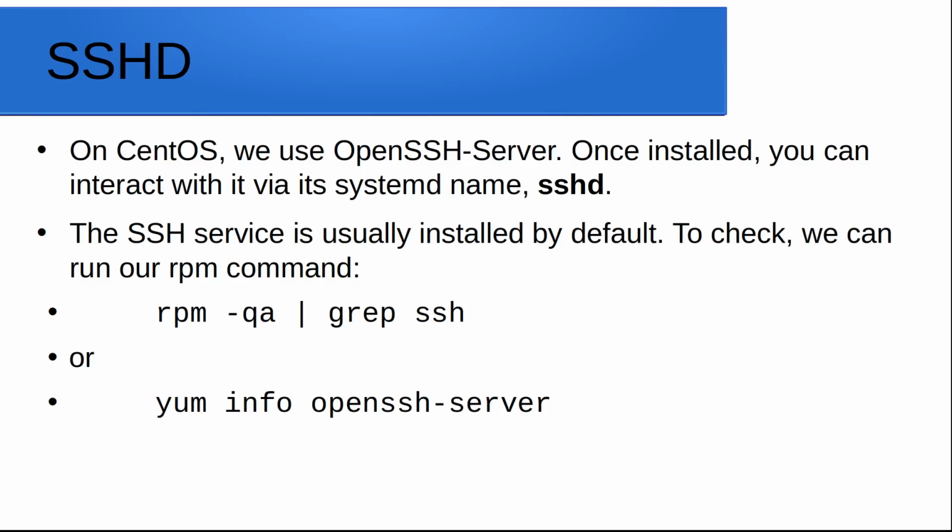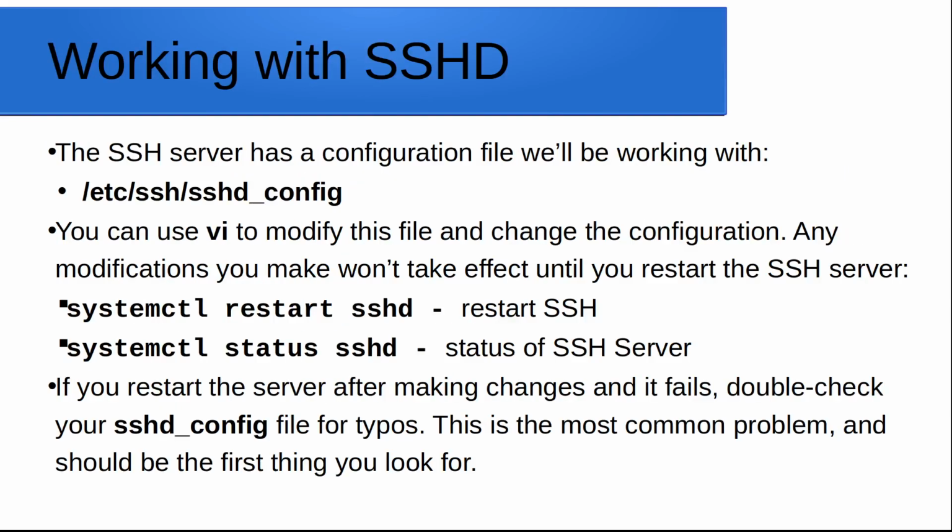And the one we use in CentOS, and it's a very popular SSH server, is OpenSSH. Once it's installed, you can interact with the service daemon, SSHD. You can start it, you can stop it, you can restart it, you can check its status. We've dealt with managing services a little bit, right? It's usually installed by default. You can check it with either rpm -qa and grep for ssh, or yum info openssh-server will give you that information.